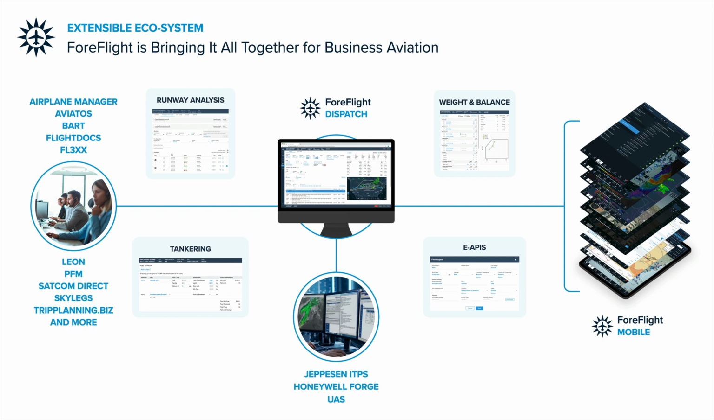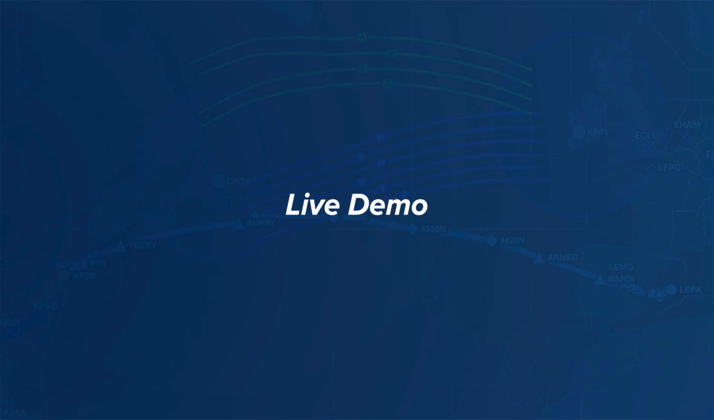And here, like I promised, on the left, you can see a list of the supported scheduling systems. This isn't actually all of them. And so if you want to see the entire list, you can go to foreflight.com/dispatch-scheduling. And there you can find all of the supported scheduling providers. And as well, like I mentioned before, in terms of the trip support providers, we have Jeppesen ITPS, Honeywell Forge, and UAS. So with that, I'm going to hand it over to Caitlin, and she can kick us off with the demo.